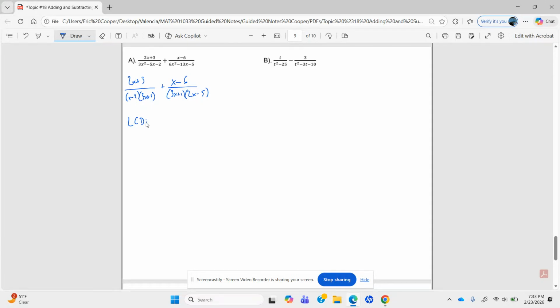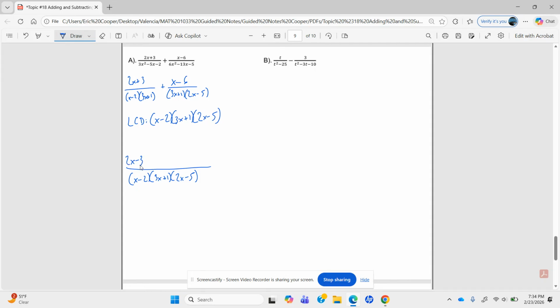For my LCD, I need one of everything that exists here. So I have an x minus 2. I have a 3x plus 1. Here I have another 3x plus 1, but it already exists here, so I'm not going to write it again. And this would be a 2x minus 5. So here is my LCD. And again, we're not going to touch it unless we need to at the very end.